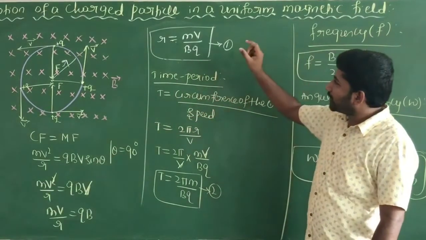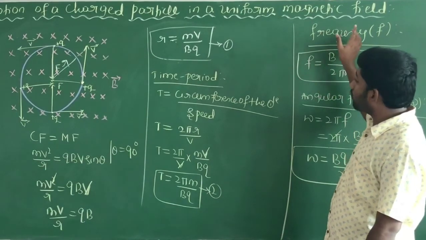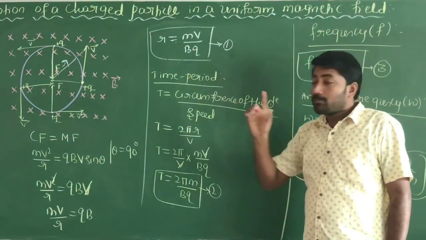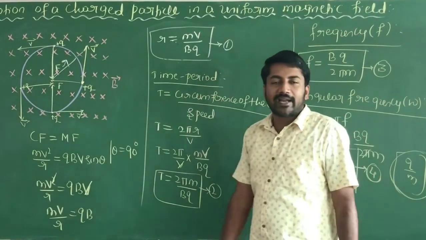This is about the motion of the charged particle in a uniform magnetic field, when it moves perpendicular to the direction of the magnetic field.